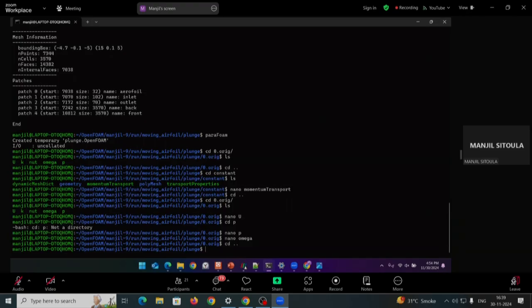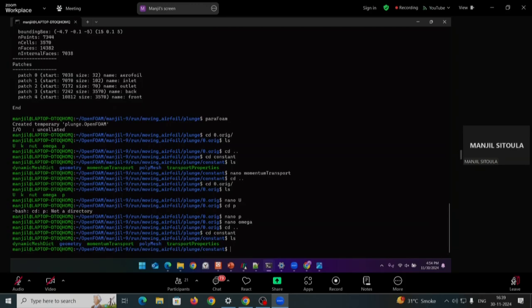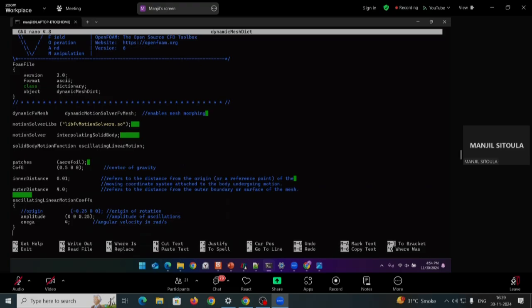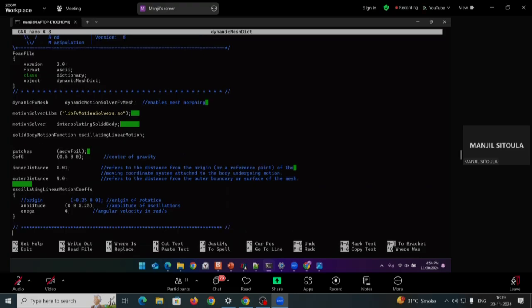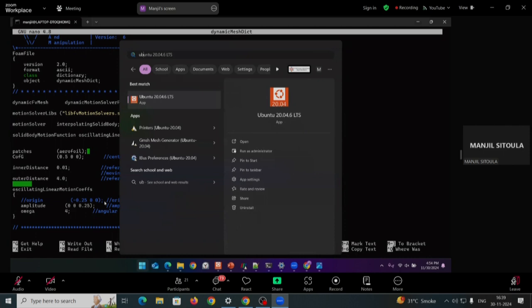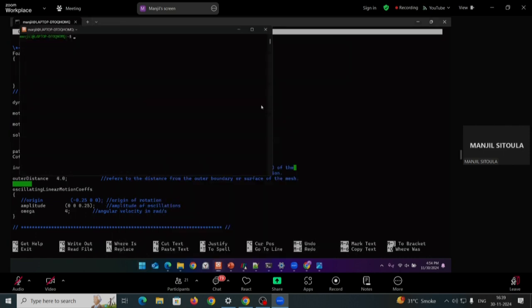So now let's go to our dynamic mesh dict file. Okay, so in the constant folder, as I have said, we have our dynamic mesh dictionary. Let's see what is inside it. As you can see, we have our dynamic mesh solver as interpolating solid body. Before going into this, let me quickly show what solvers are available and how we can use them.